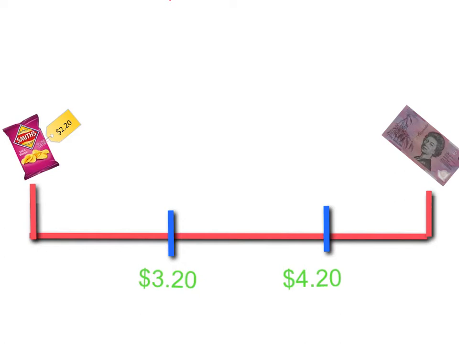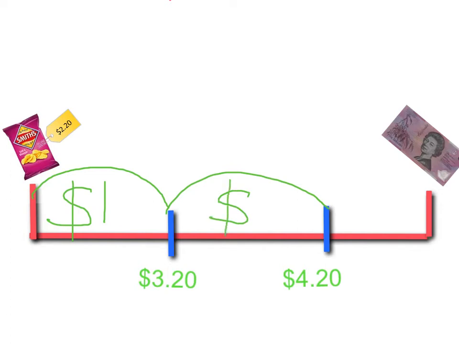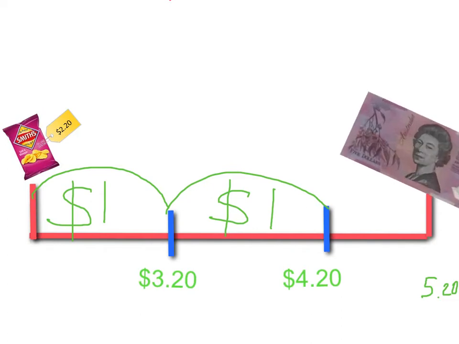We will go from $2.20 to $3.20, so that's $1. Then we're going to jump again to $4.20, which is another $1. So far we're on $2. Now, if I jumped a whole other $1, I would end up at $5.20, and that would be too much. I just want to go to the $5.